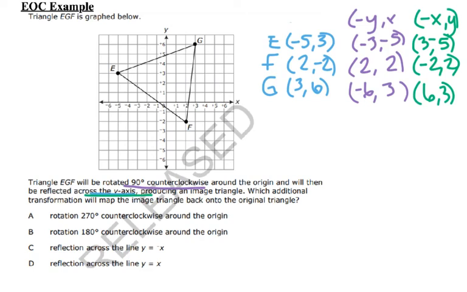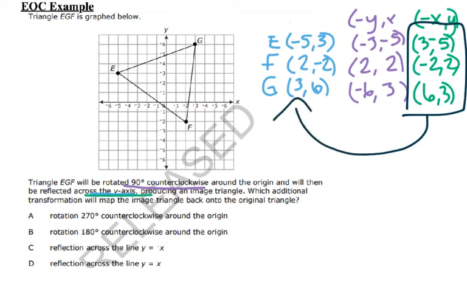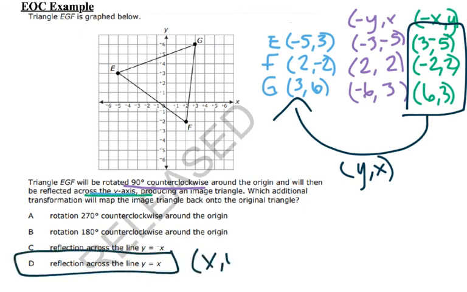So what I want to know is how to get these green points to look like this again. And if you'll notice, the only thing that's happening is the x and y need to switch places. The x and the y need to switch places. So if you look at the answer choices, which one has a rule of (x, y) goes to (y, x)? It's this one. So it's saying, if I switch those green points, they're going to be the blue points again. It's going to go back onto itself. I hate this question. I think it's really hard, but that's how you do it.